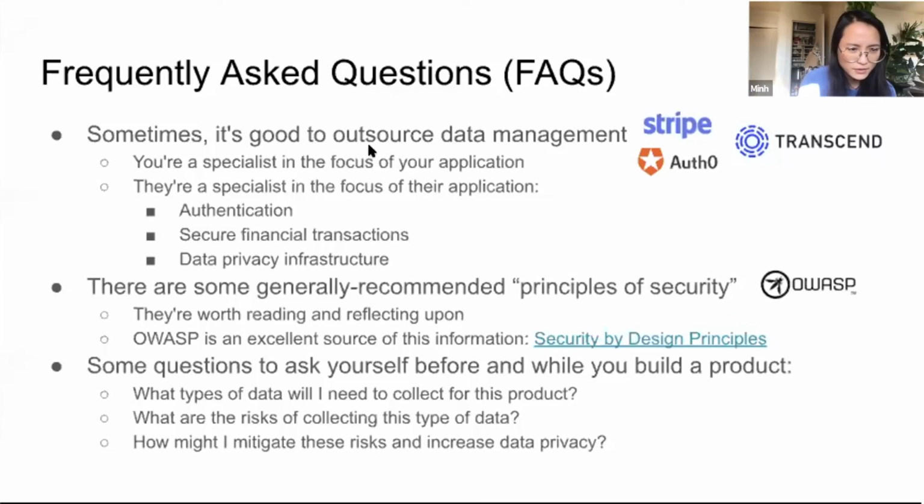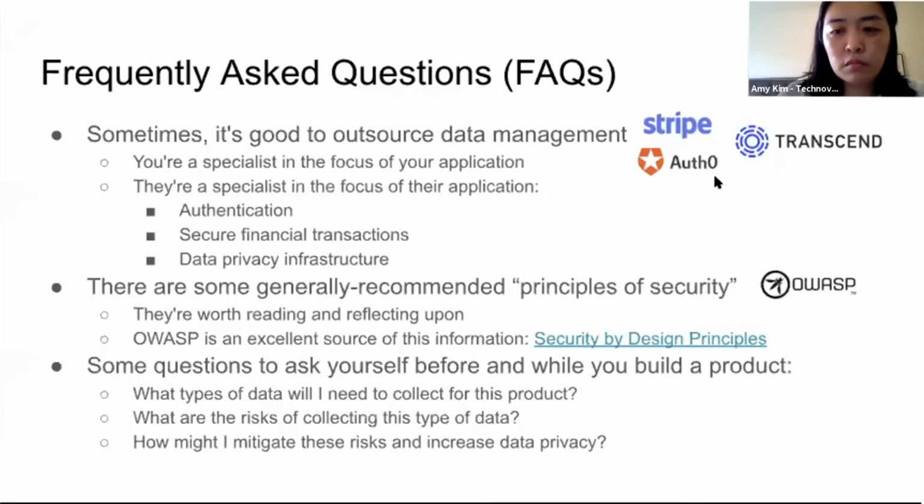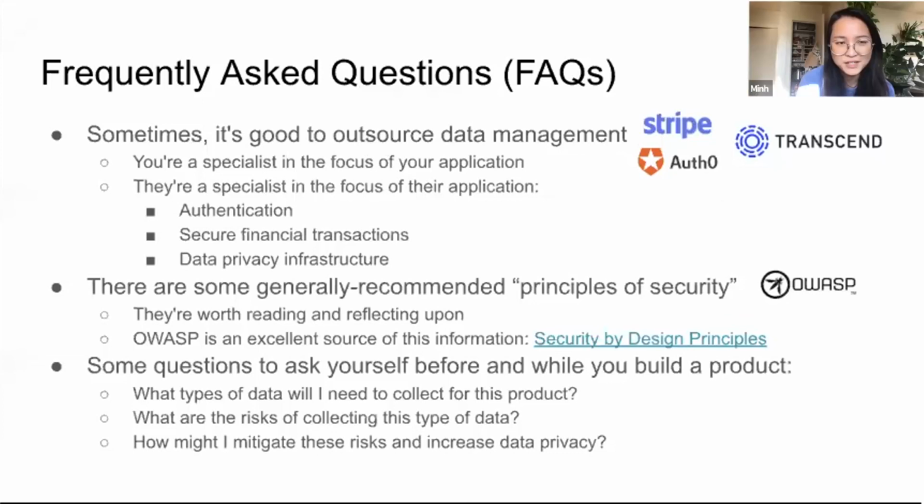But here on this slide, I think we also have Auth0. They also handle authentication as a service so that you can read their documentation and blogs for best practices and tutorials on how to do these things. I think they have a tutorial on how to implement your passwords using the ways that we've talked about in this presentation.